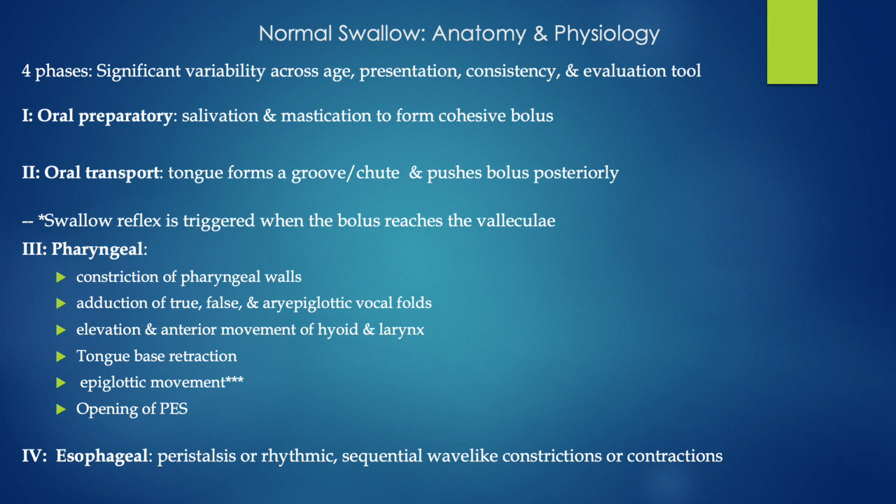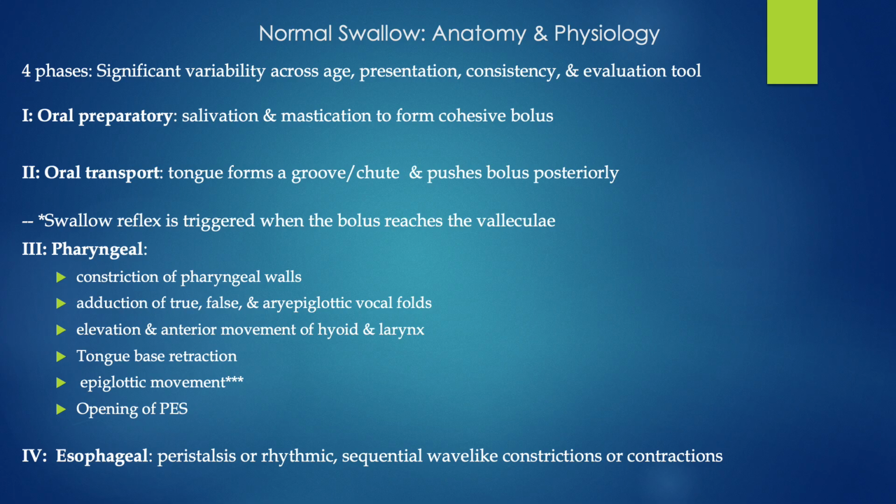All right, for swallowing, we have 4 main phases. We have oral prep, oral transport, pharyngeal, and esophageal. Oral prep and oral transport are largely under voluntary control. Oral prep, we're salivating, we're chewing, we're forming a cohesive bolus. Transport, we're shoving it to the back of our throats, and our swallow reflex is triggered when that bolus reaches the valleculae.